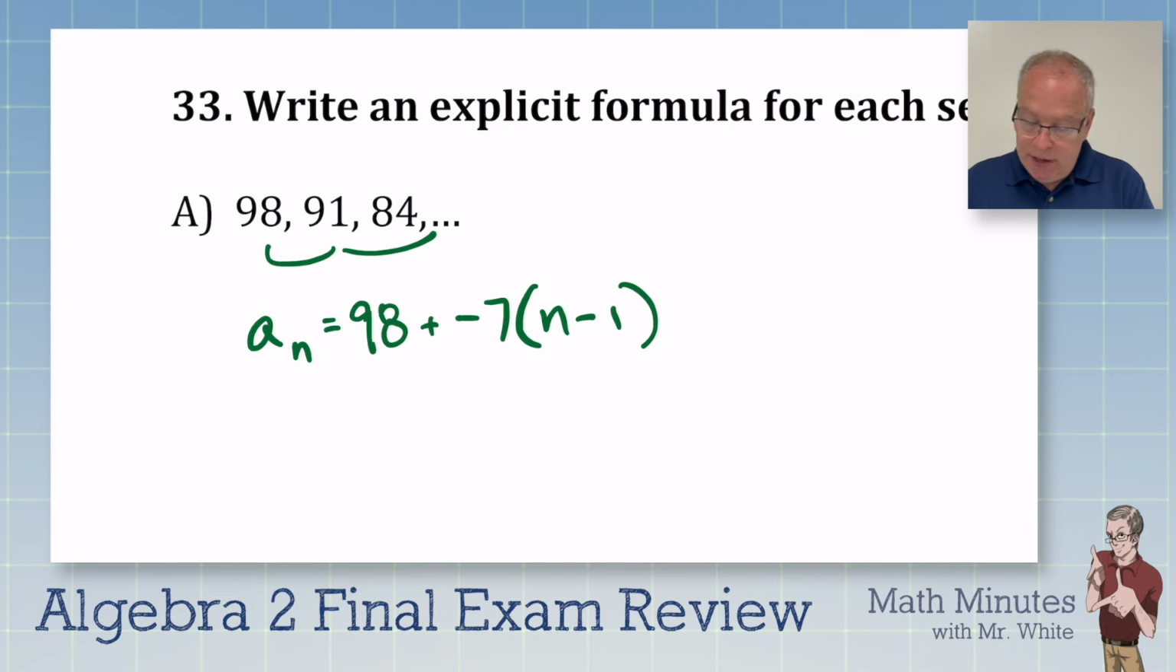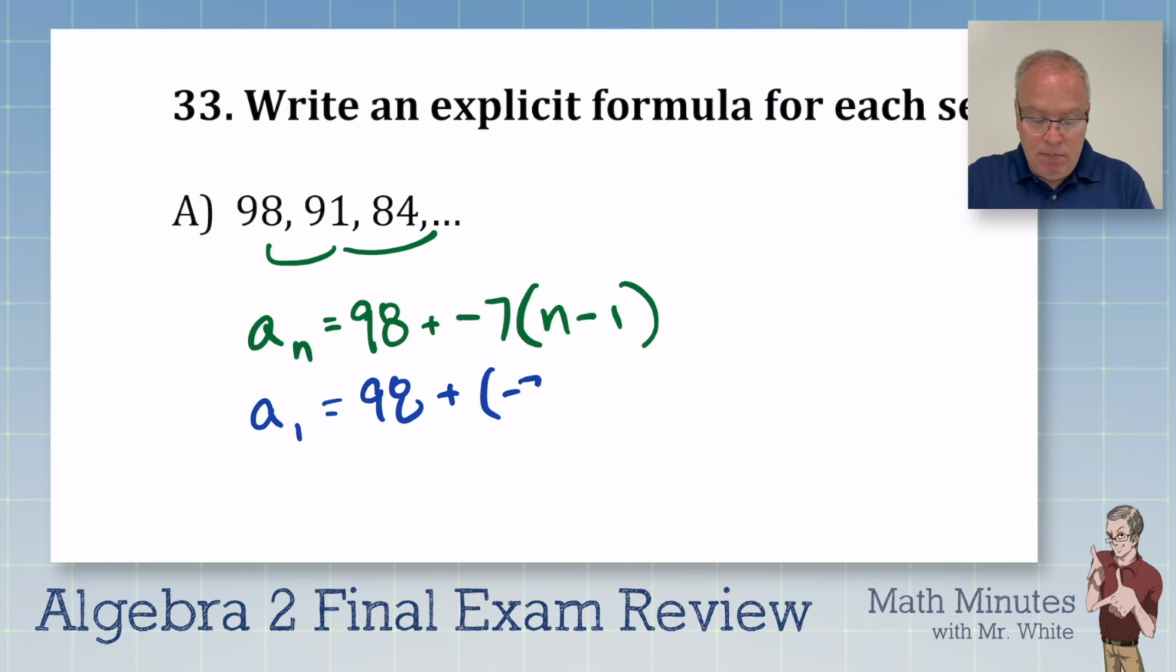So let's check that I did that right. I always have to kind of think about the formula. I don't necessarily have these memorized because I don't work with these a whole lot. So let's see if this works. So a sub 1 would be 98 plus negative 7 times 0. So that just goes away. And you see how we did get our first term. That's what a sub 1 means, the first term.